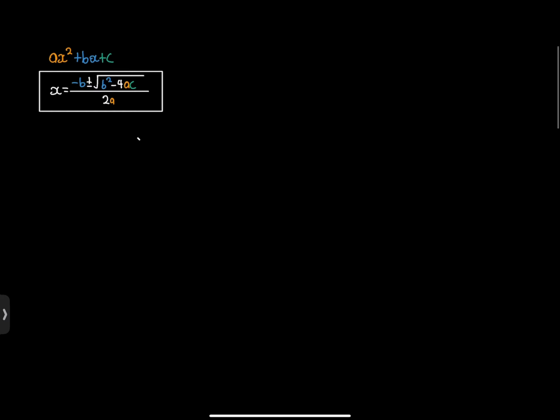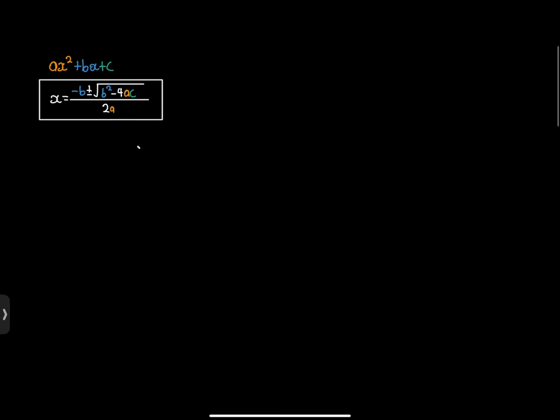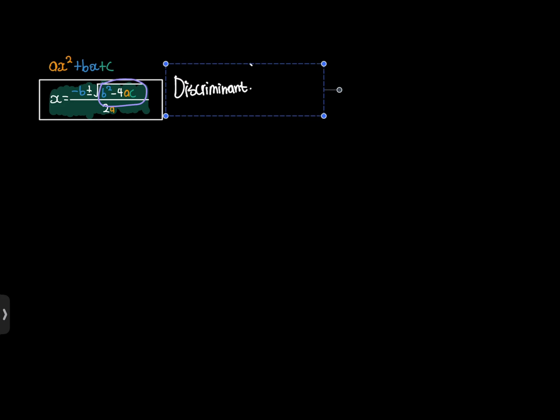Today, we're going to be learning about the discriminant. Now, you might be familiar with the quadratic equation. It's this little guy up here: x is equal to negative b plus or minus the square root of b squared minus 4ac, over 2a. And the discriminant is actually this little guy here. The stuff in purple is the discriminant.